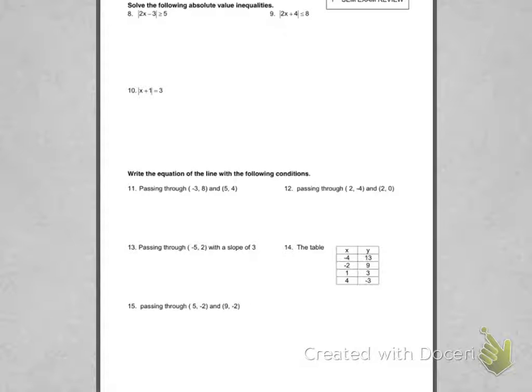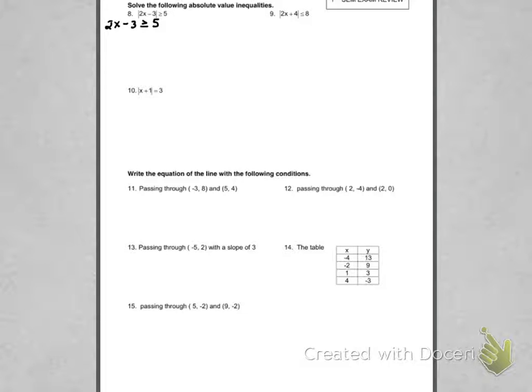All right, absolute value equations are important, and you could easily see those. These are inequalities. The first two are inequalities. Number 10 is an equality. When you have an absolute value inequality, your answer has to be expressed as an inequality. So what we'll have is 2x minus 3 is greater than or equal to 5.